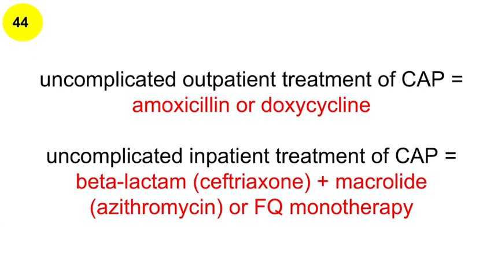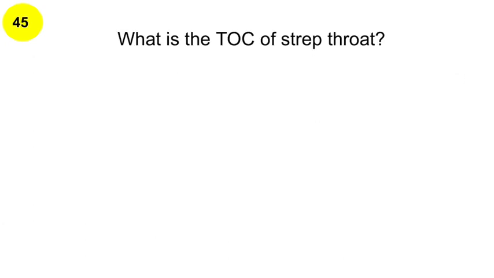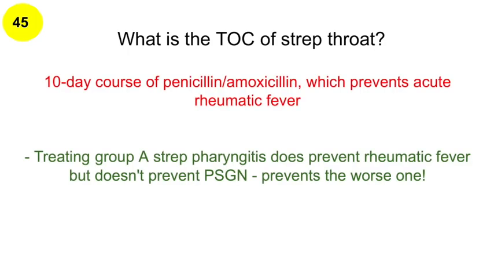What is the treatment of choice of strep throat? A 10-day course of penicillin or amoxicillin, which prevents acute rheumatic fever. So treating group A strep pharyngitis does prevent rheumatic fever. However, it does not prevent post-strep glomerulonephritis. It basically prevents the worst one, which is rheumatic fever.